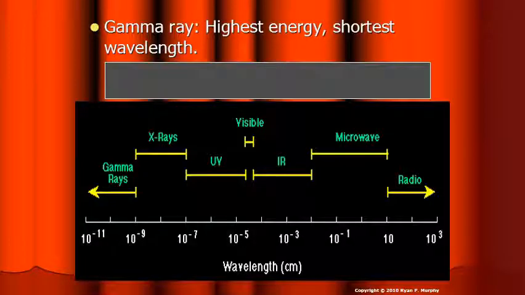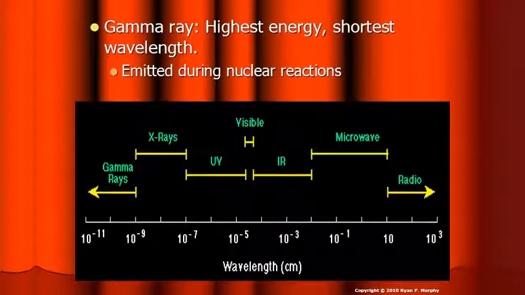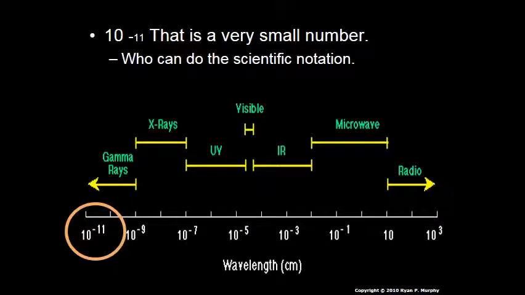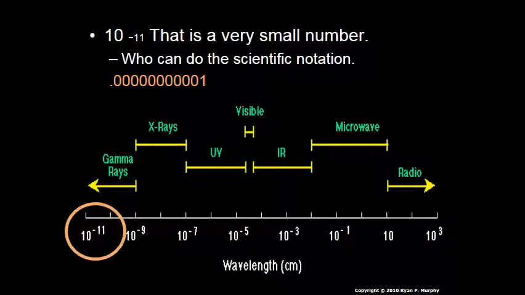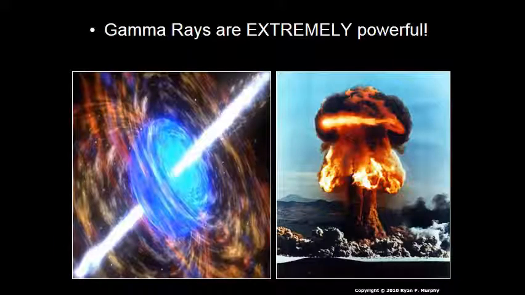All right, last but not least is gamma rays. These are the highest energy, shortest wavelength waves. These are emitted during nuclear reactions mainly. So we get these coming from large bursts from stars and things like that, and we also get them from nuclear explosions. These have a very, very small wavelength. That is the number right there, 0.0000000000001 meters. Very, very small.